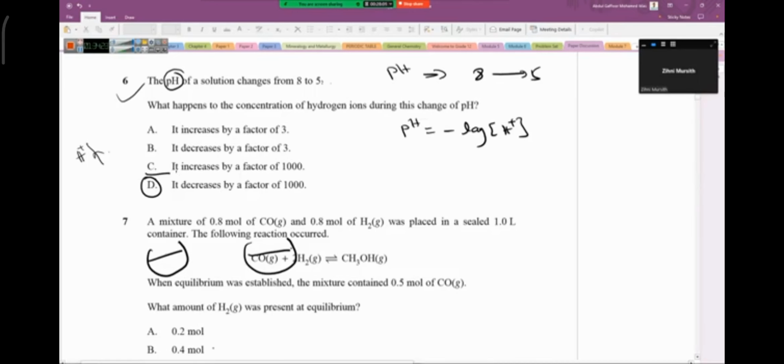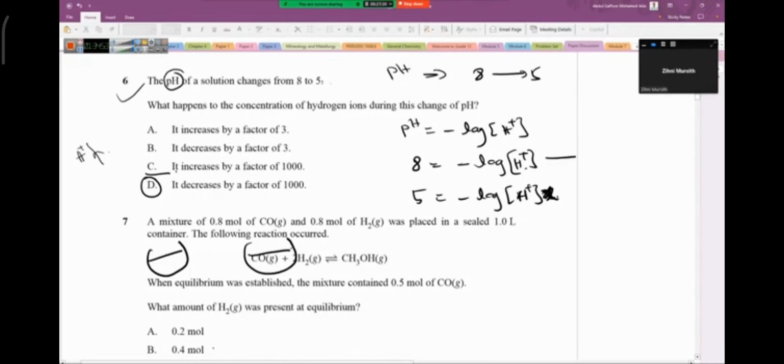Now pH is equal to minus log H plus concentration. If I use it for the first scenario, 8 is equal to minus log H plus concentration. Now I don't know by which factor I increase or decrease the pH. So pH is equal to minus log, now I say H plus concentration is altered by x. Now I have to find x, right?